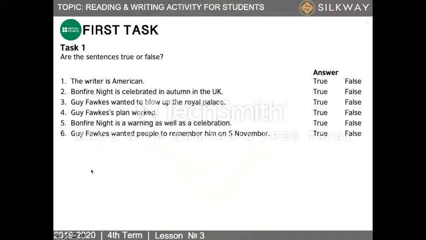Okay, now let's try to do our first task. This is a true or false activity. You just need to identify whether the 6 sentences here are true or false. Are you ready? If you are all ready, let's begin. You have 2 minutes to answer this. Your timer begins now.